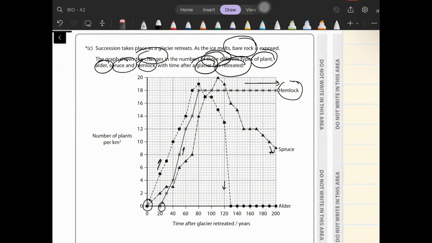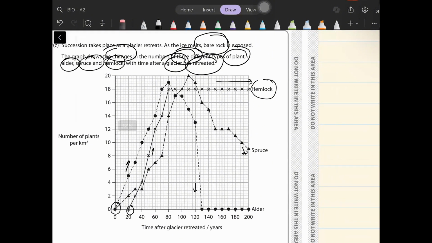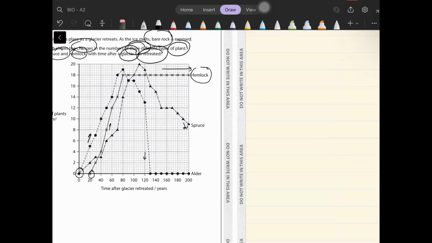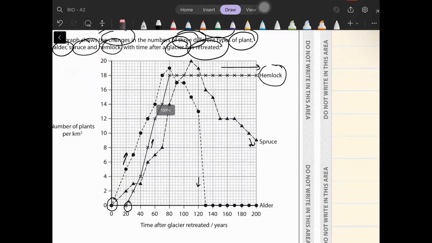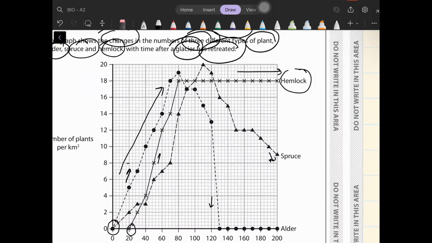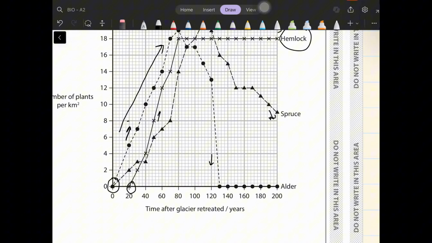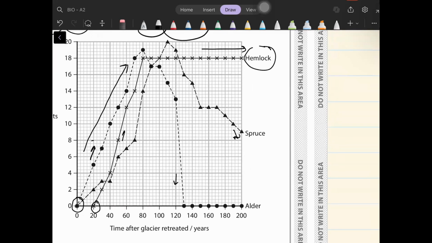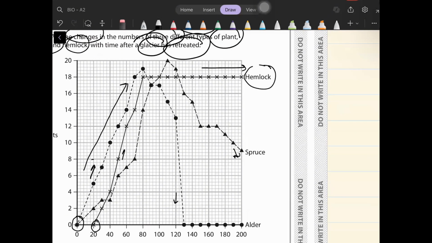Then I could say that the increase, this is for spruce, and this is for alders. Another thing that I can see is the increase in alder is more rapid than in spruce. This could be because of less competition from the spruce for nutrients and everything. Then I could see that the decrease in the alders is greater as well. This is because of the competition for nutrients and resources with the spruce.